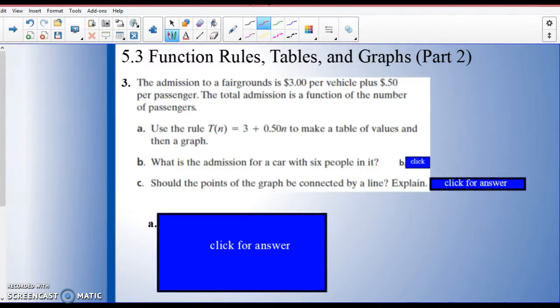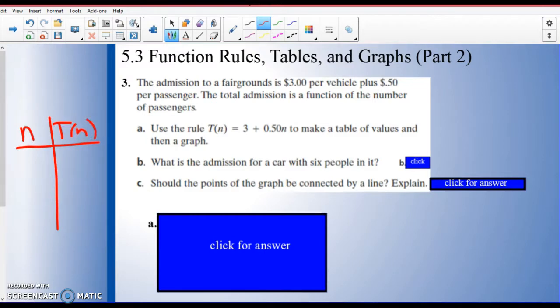All right. The admission to a fairground is $3 per vehicle plus 50 cents per passenger. The total admission is a function of the number of passengers. Is this T of n equals 3 plus 0.50 times n? Make a table of values and graph. So, number of people and T of n.